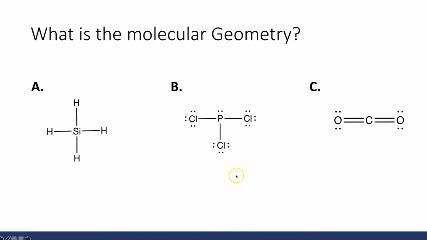All right, let's look at letter B. We have PCl3. Count your total electron domains, your bonding and your non-bonding, and remember this is just around the central atom, and figure out the molecular geometry. All right, and letter C, we have CO2. We've seen this one already. Look at how many bonding domains are on the central C, and figure out the molecular geometry.